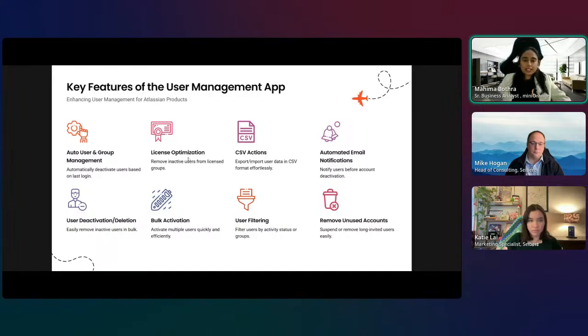The other thing is license optimization. You can remove inactive users from the license group. As we all know, we have license groups in cloud for Jira, Confluence, Bitbucket, etc. So you can remove those inactive users from the license groups for all the different applications, saving license cost for apps like Jira and Confluence. Then we have CSV actions. With the help of CSV actions, you can import data into or export data from Jira easily in bulk.